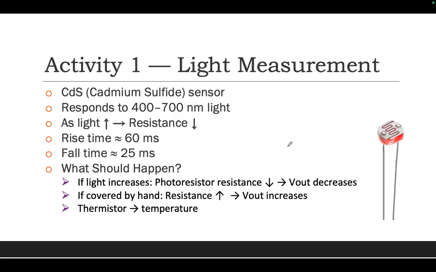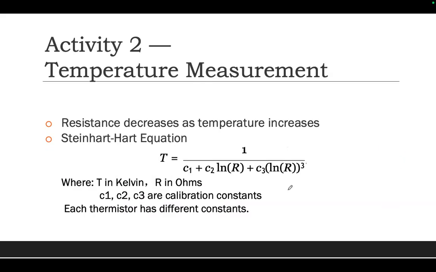What should happen? If light increases, the photoresistor resistance will decrease and the voltage will decrease. We just talked about that, am I right? If covered by hand, which means light decreases, the resistance will increase and the voltage will increase. Any questions? Sorry, I think this one is the next activity. This is activity one. Actually, activity one is not that difficult.